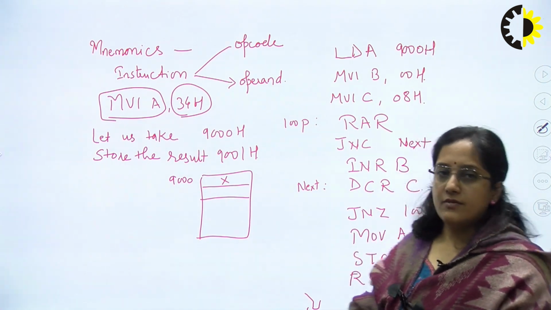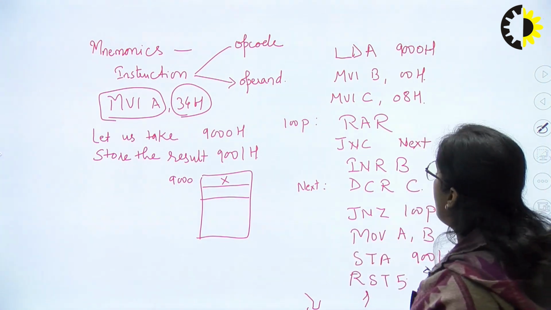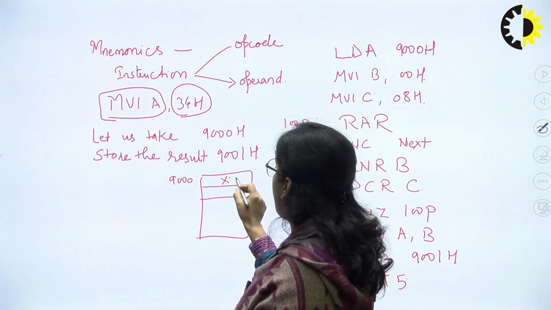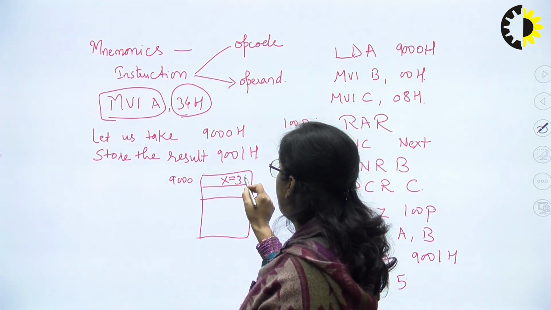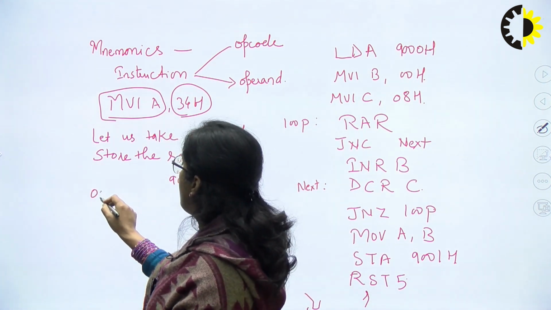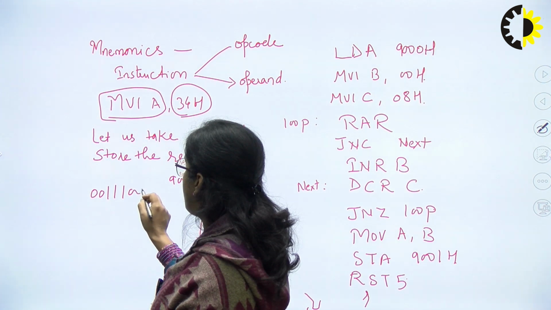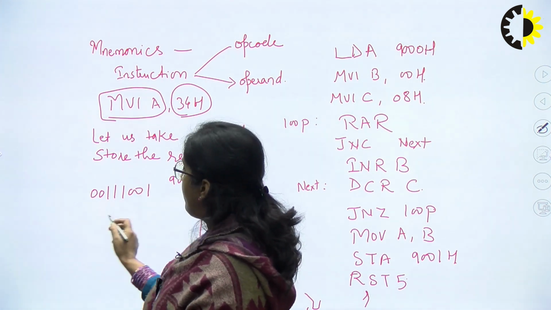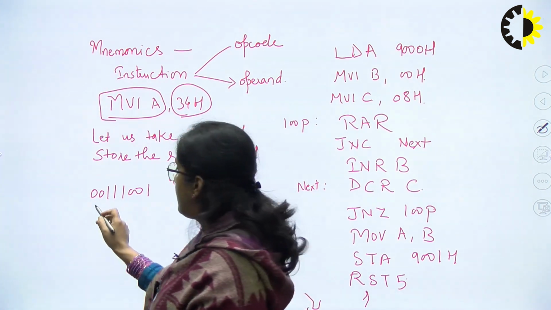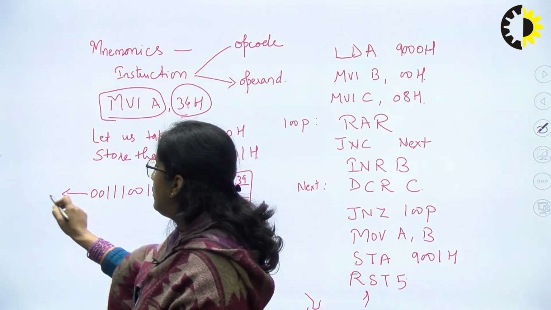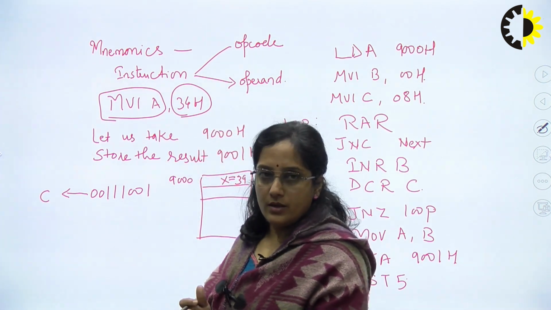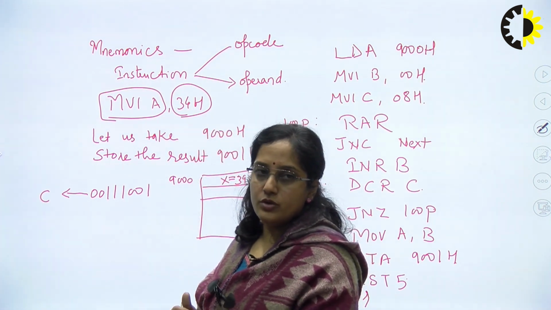Okay, let's see how it is going to happen. The content at 9000, let us take this X value will be 39. So if we write 39, it is 00111001. Now if we rotate the data right, this data will come to the carry flag, and the first data bit will go to the carry flag.